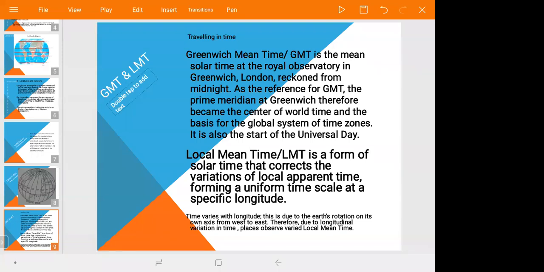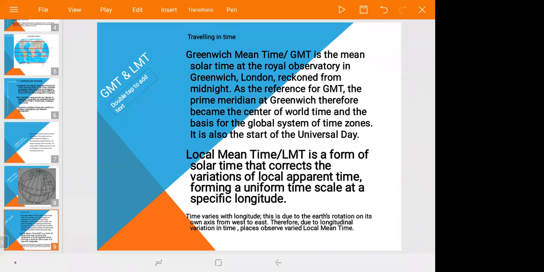So in time, we mentioned Greenwich Mean Time and local mean time. The Greenwich Mean Time is the time which is calculated at 0 degree longitude. For example, for us Ethiopians, the new day starts when? In the early morning, when we see the sun rise in the east at 12, we see it's the beginning of the new day.